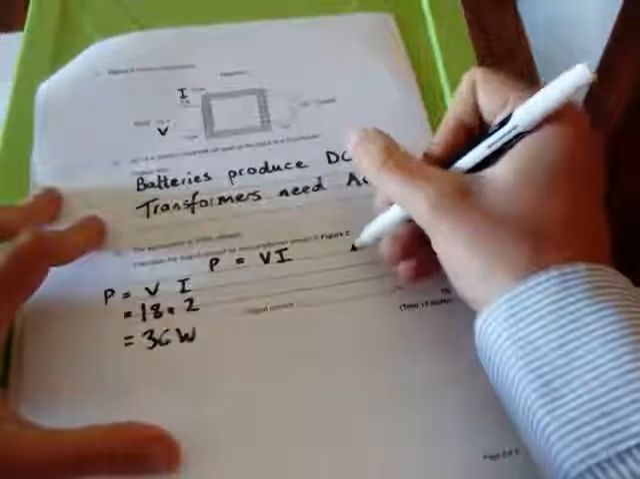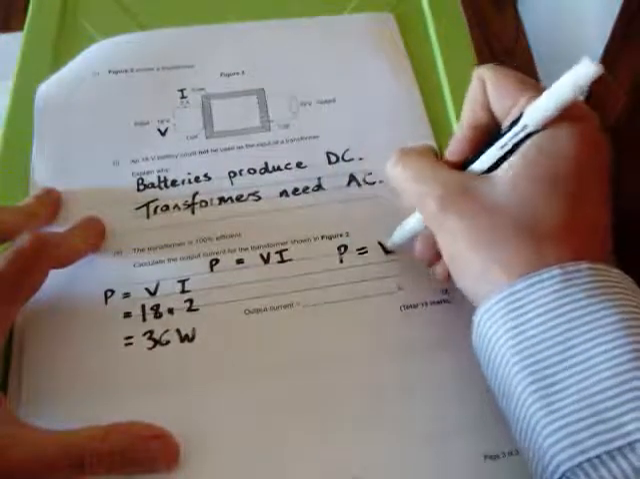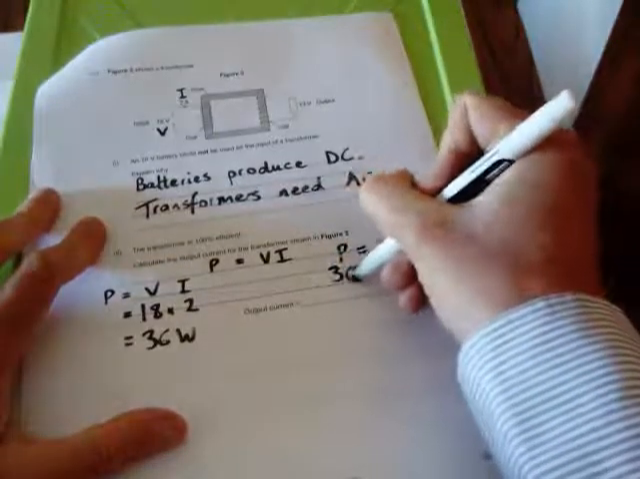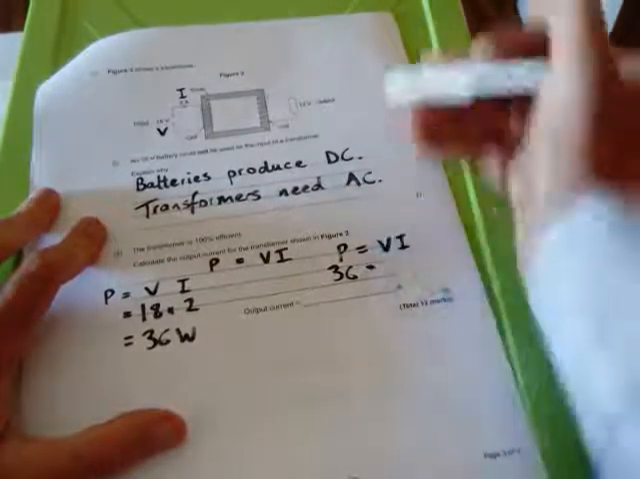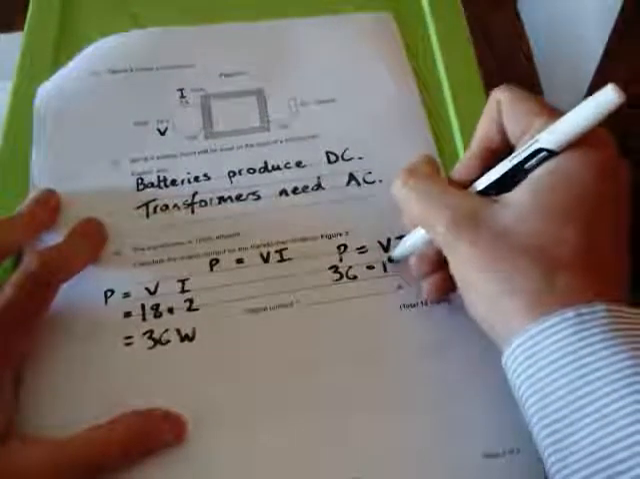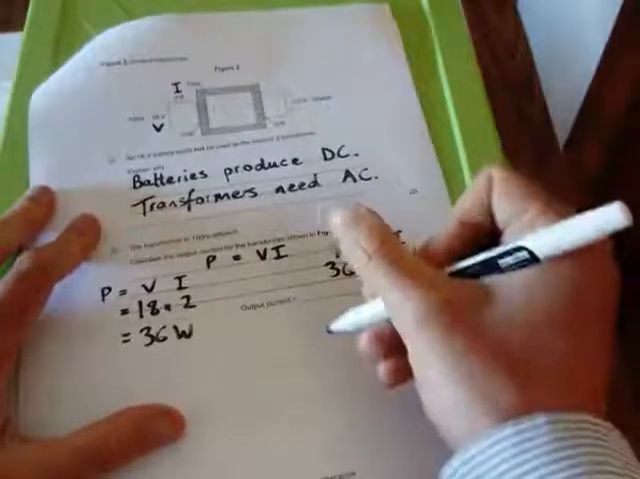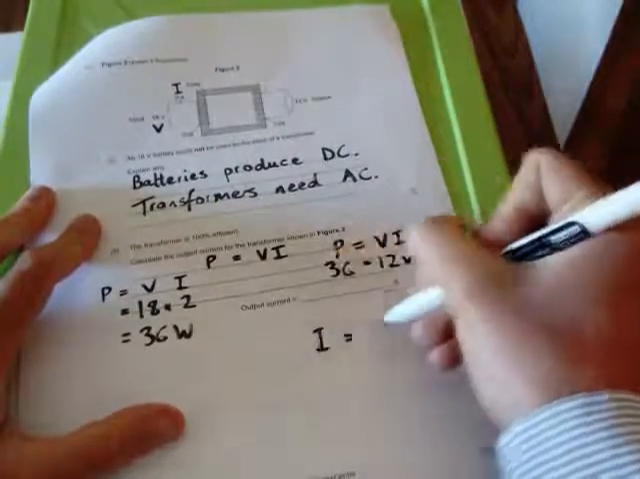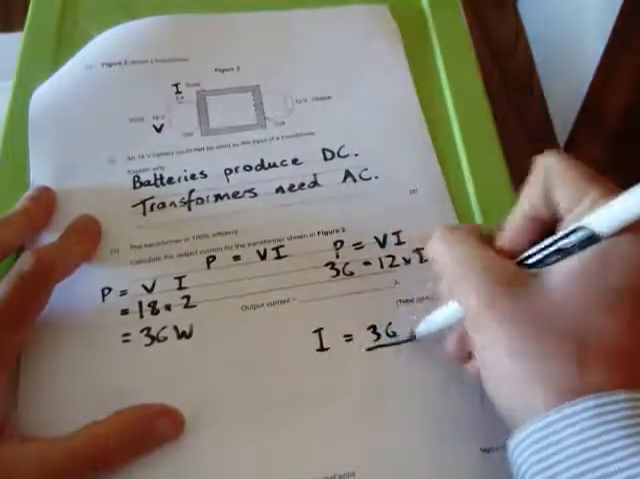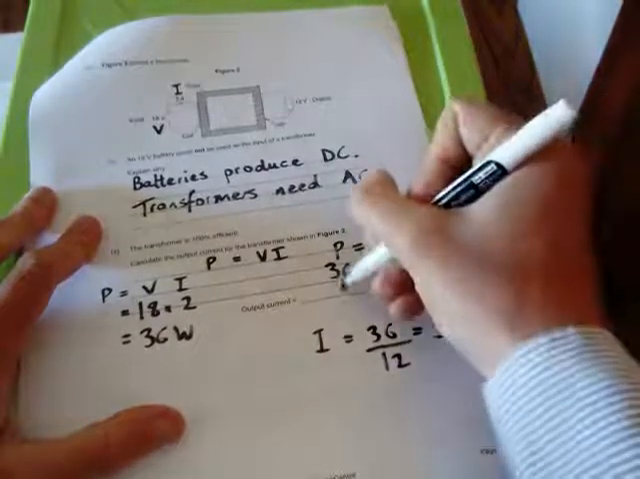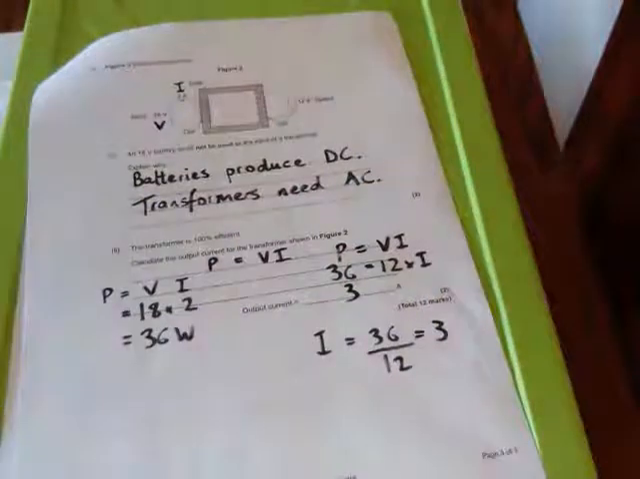So over here we can say P equals VI. And in this case, we know that P is 36. We know that the voltage from the question is 12 times by I. And I'm just going to have to write underneath the rest of the working, but I would therefore equal 36 divided by 12. In other words, it equals 3. Really well done if you got that. The output current is 3 amps.